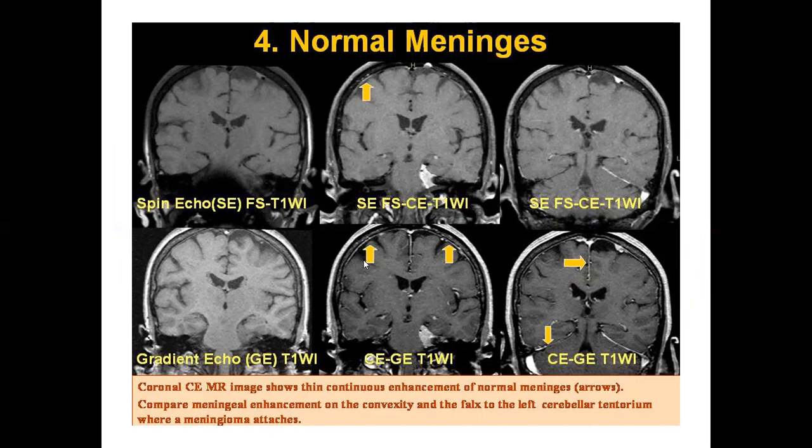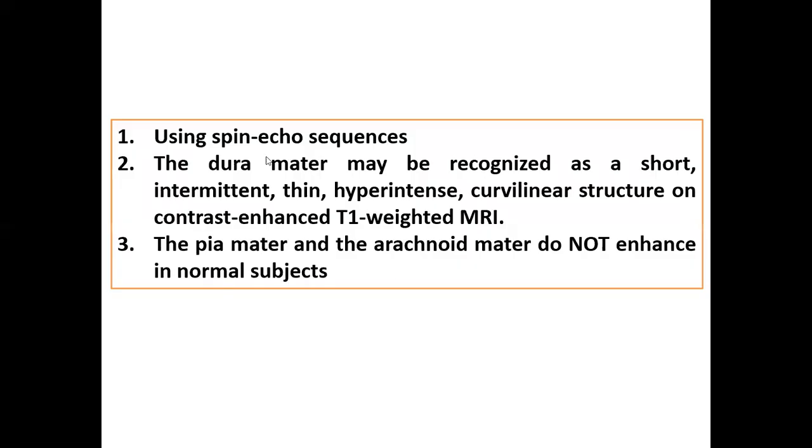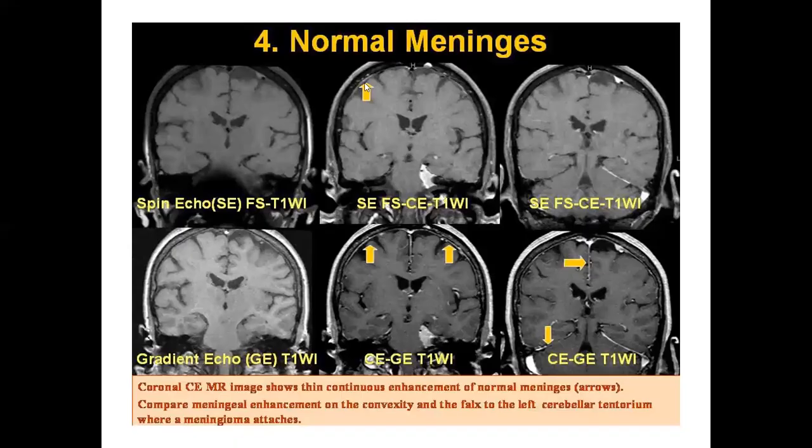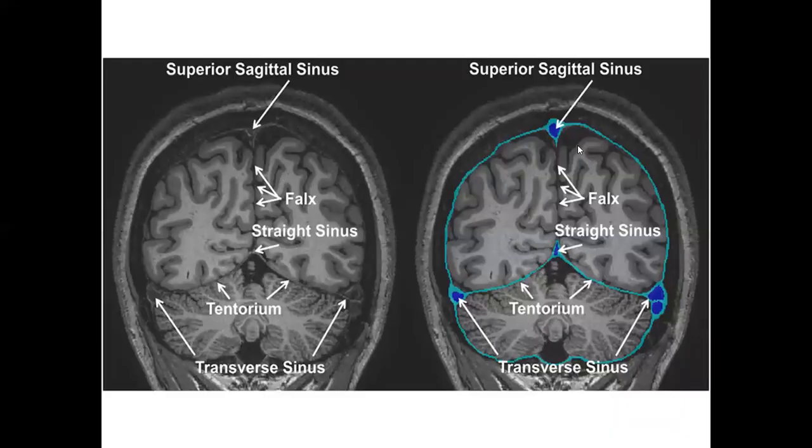You can see curvilinear, thin, intermittent enhancement in various sequences, such as gradient echo, T1 weighted with contrast and without contrast. You can see various patterns of it. So remember, discontinuous, thin, curvilinear, hyperintense, and intermittent continuous enhancement. These are the patterns of dural enhancement. You can see here the falx, the sagittal sinus, dural sinuses, tentorium cerebelli, and transverse sinuses.